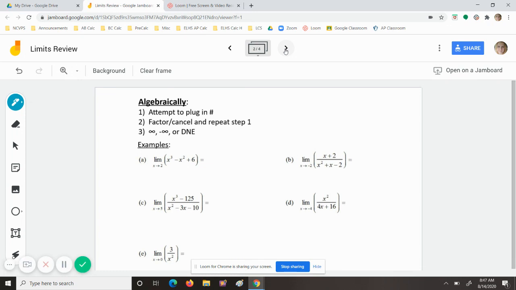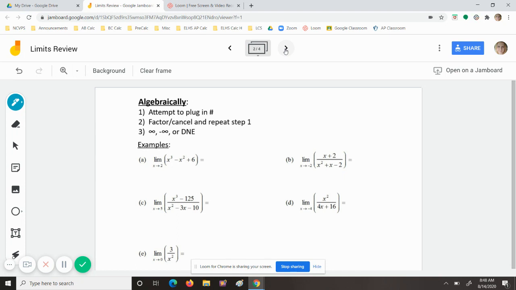All right, let's take a look now at limits algebraically. We have three big things that we have to remember as far as how to evaluate limits algebraically. First, we want to attempt to plug in the number. We love those. Those are easy when we can just plug in the number and evaluate. If we cannot do that, we want to try to factor or cancel something out and then try plugging in again. Sometimes it's very easy. It's a quick factor, cancel, plug in, we've got the limit.